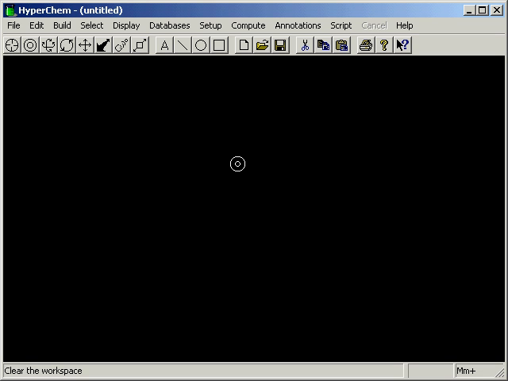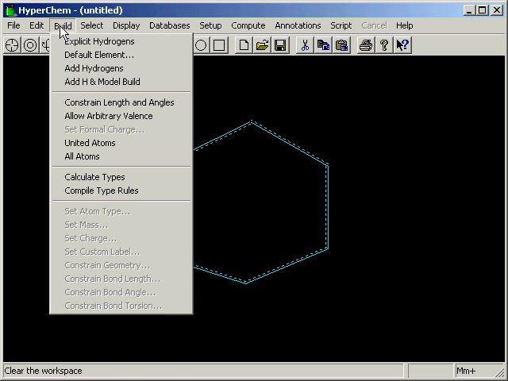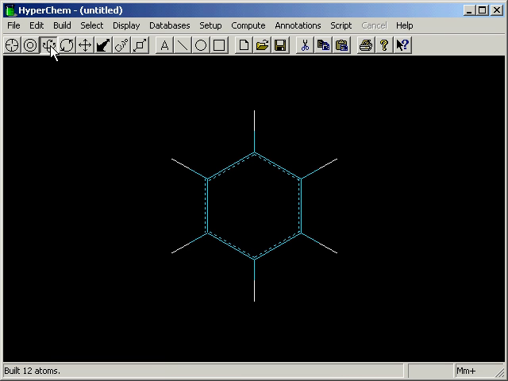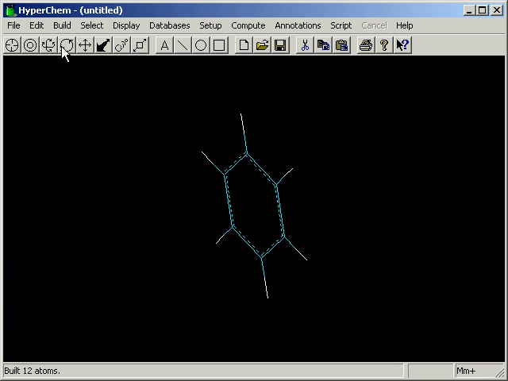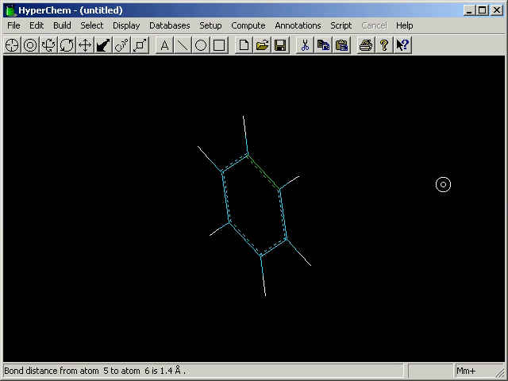This tutorial shows you the basics of constraining the model builder. If we take the model builder and build benzene, an aromatic ring, we get the structure with equal bond lengths, of course, of 1.4 angstroms.